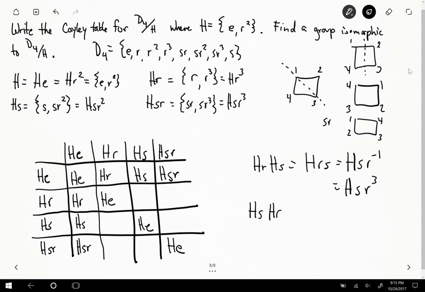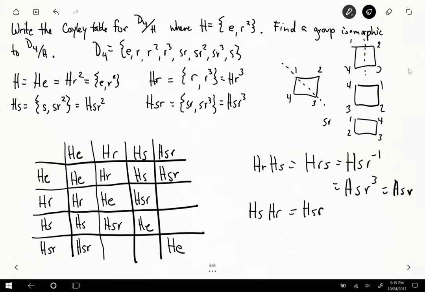Well, actually no, because HS, HR is just HSR, and these two are equal. So actually, it didn't matter, they commuted. Right? That's the beauty of this. So when we have HS and HR, we have HSR here, and we have HS and HR. That gives us HSR here as well. So things are lining up nice for our Cayley table.